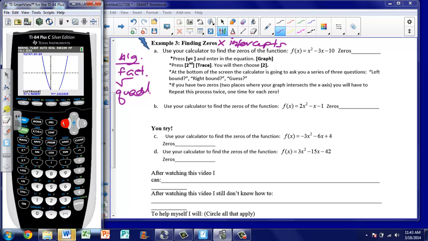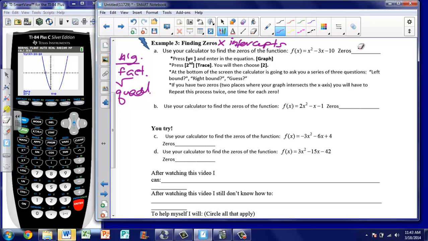Left bound. So I'm going to press the left arrow a couple times and hit enter. Go back to your target. Answer the question. Right bound. So now I hit the right arrow a couple times. Enter. Now it's got that little region. Now the calculator knows, okay, I want to see where does it cross the x-axis between these 2 dotted lines. That's what the calculator is kind of thinking about. Guess, and we hit enter, and we get -2, 0. So that's our first 0, or our first x-intercept. So -2 is one of them.